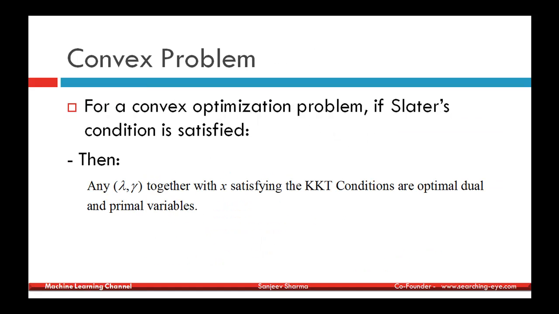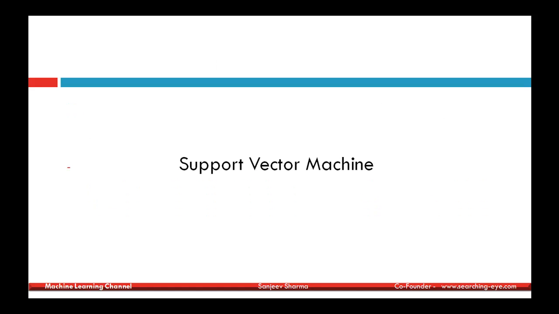And for a convex optimization problem, if Slater's condition is satisfied, that is, if strong duality holds, that is, the optimum value of the primal problem is equal to the optimum value of the dual problem, then any lambda, gamma, the dual variables, and any x, the primal variable, if they satisfy the KKT conditions, then they are optimal dual and primal variables. And this ends the theoretical part of this lecture, and now we will use all these conditions to solve the support vector machine.